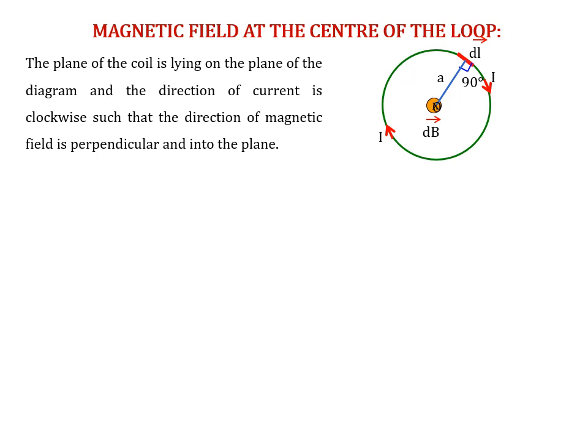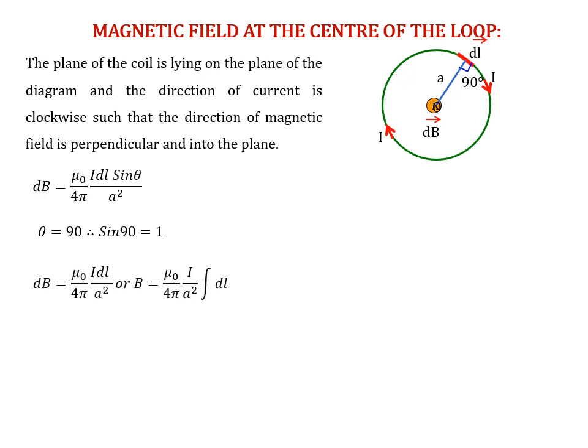According to Biot-Savart law, dB is mu naught upon 4 pi I dl sin theta upon A square. Distance of point from the current element is A. So we have magnetic field as mu naught upon 4 pi I dl sin theta upon A square. Theta is 90, sin 90 will be 1. So magnetic field is mu naught upon 4 pi I dl upon A square.